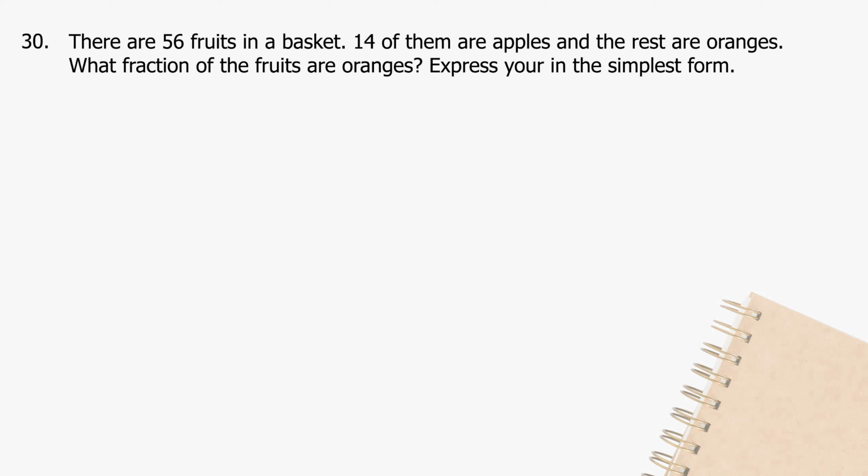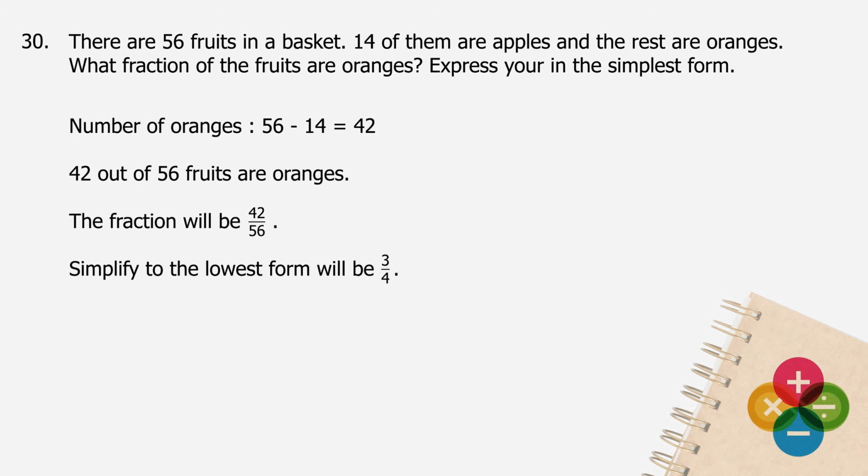Question 30. There are 56 fruits in a basket. 14 of them are apples, and the rest are oranges. What fraction of the fruits are oranges? Express your answer in the simplest form. The number of oranges will be, subtract 56 from 14, and the difference is 42. 42 out of 56 fruits are oranges. The fraction will be 42/56. Simplify to the lowest form will be 3/4.